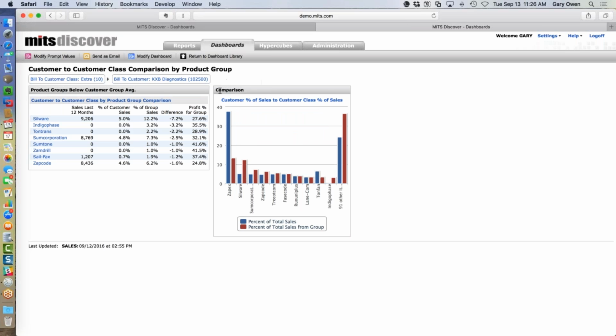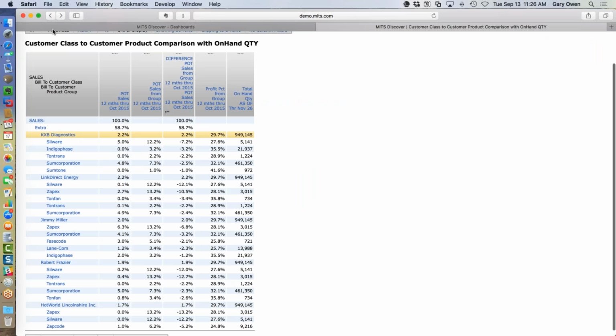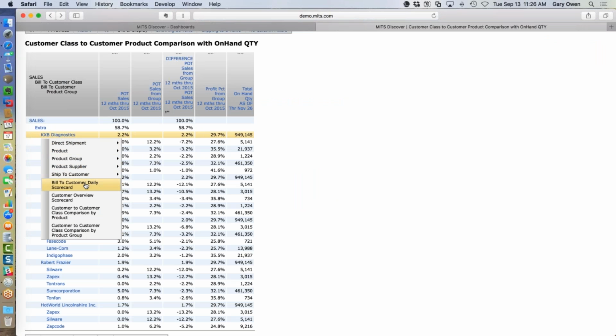So either being able to see this visually or in a grid format, depending on how your users are most confident working with that data, whether they want to see it in a grid or in a chart. But if we can take that information and integrate it into something like a full-on customer scorecard, right? If I can go into KXB Diagnostics, pull back a big full screen picture of that customer that's going to include things like open quotes, open orders, invoicing activity, accounts receivable, right?